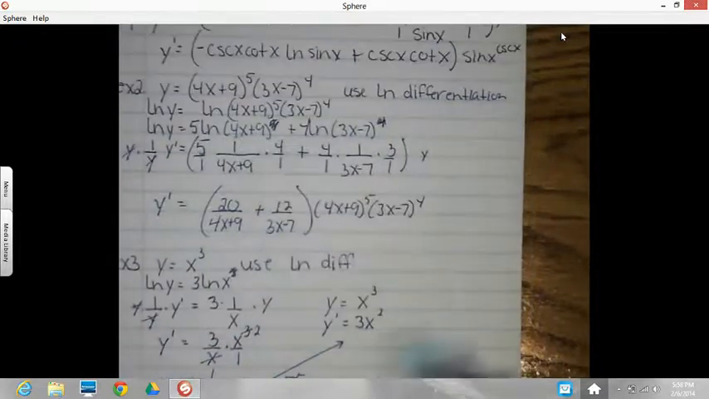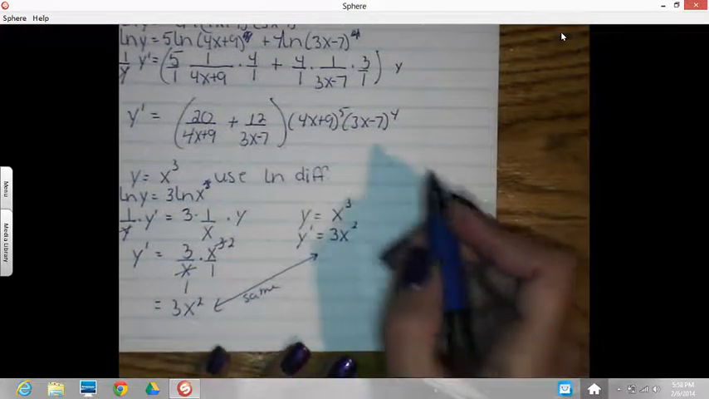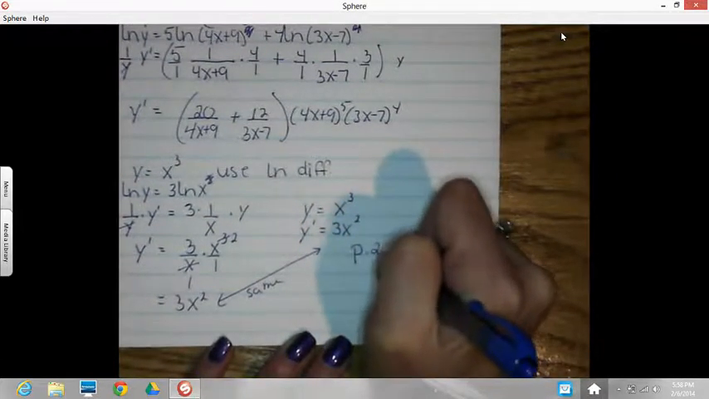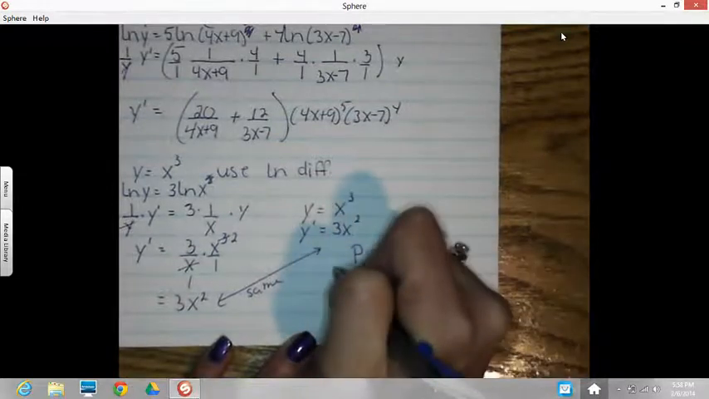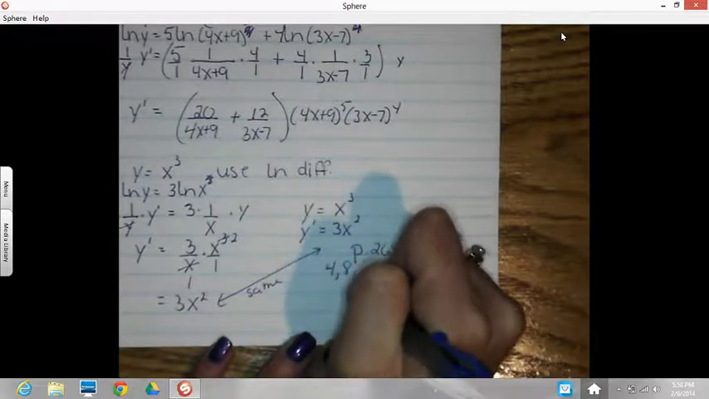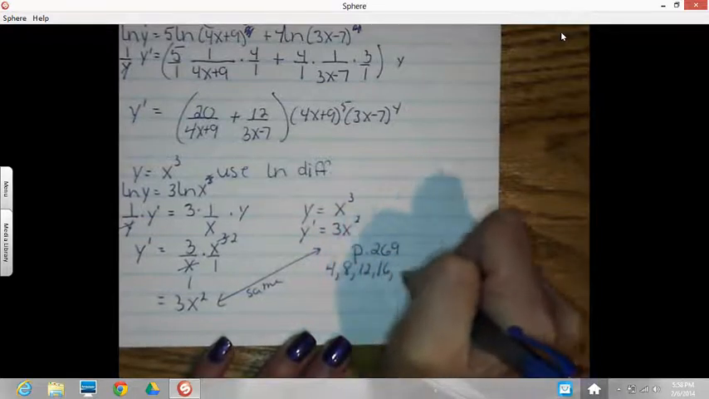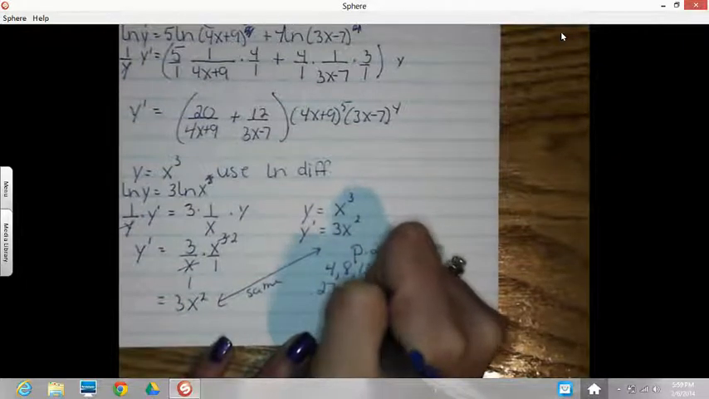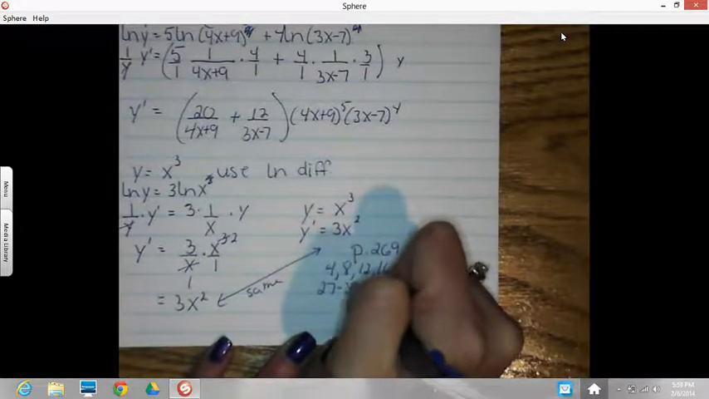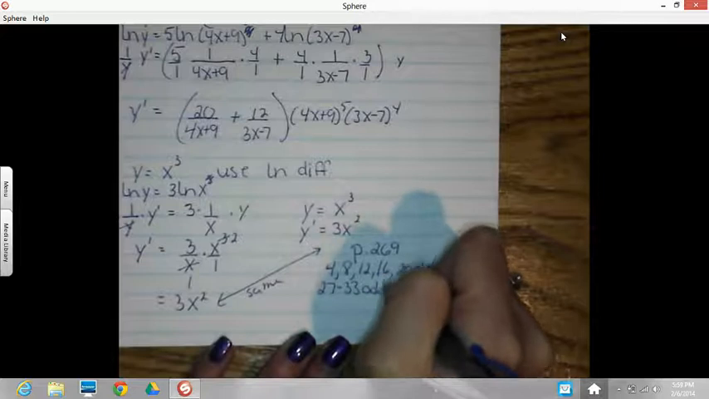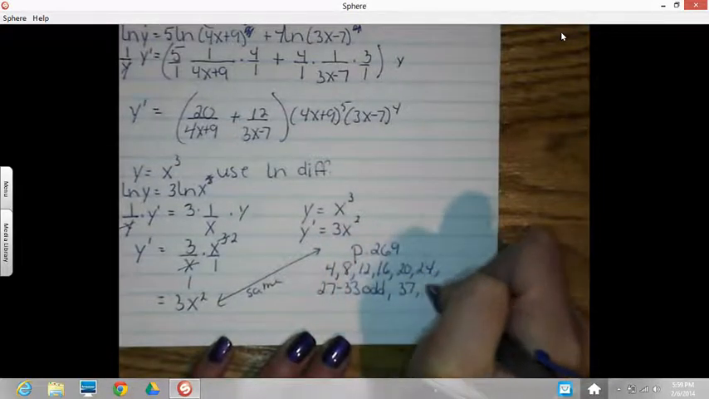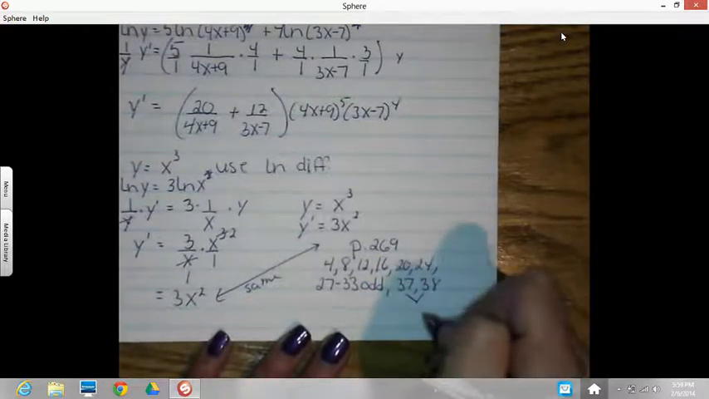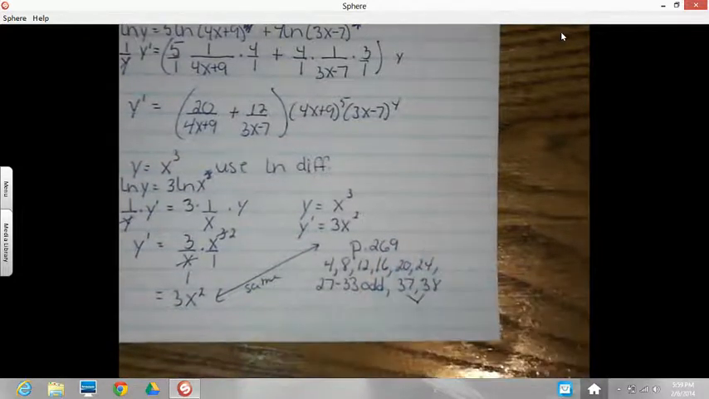Alright, so that's all I have. We've got page 269, picking up problems 4, 8, 12, 16, 20, 24, 27 to 33 odd, 37 and 38. Good story problems. Make sure you understand what the question is asking. Work hard on those two. Okay, that's it.